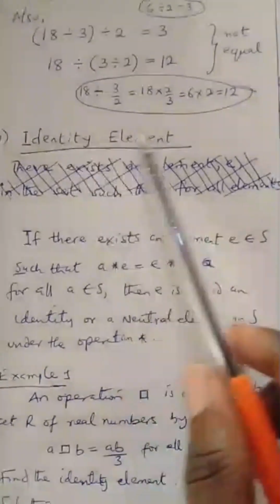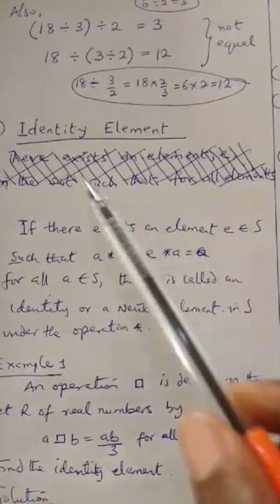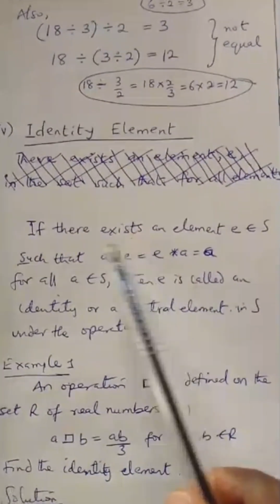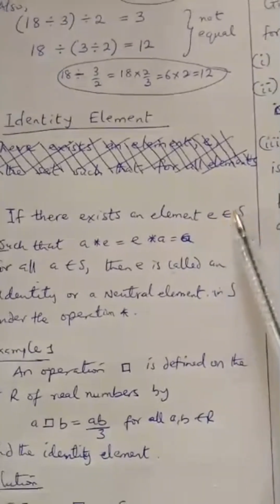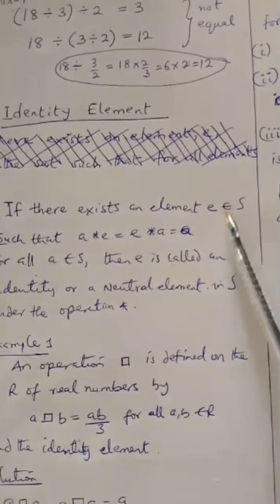All right, let's talk about identity elements. What do we mean by this? It is another property of binary operations. So basically, if there exists an element E belonging to S, this symbol here, this is E belonging. This symbol stands for belonging, or is a member.